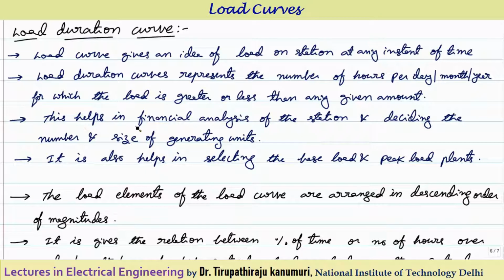So this helps in financial analysis of the station and deciding the number and size of the generating units. The number and size of the generating units can be predicted better using the load duration curve when compared to the load curve. That means the load duration curve gives us more idea and broader scope to decide the size and number of the generating units, whereas for the scheduling of the generating units, only the load curve is required.